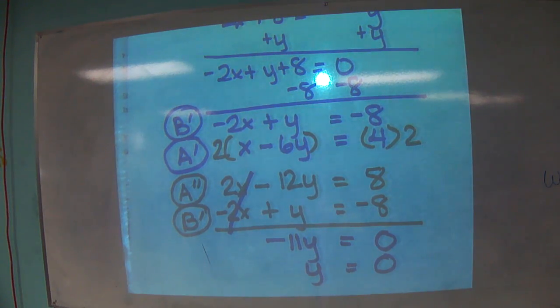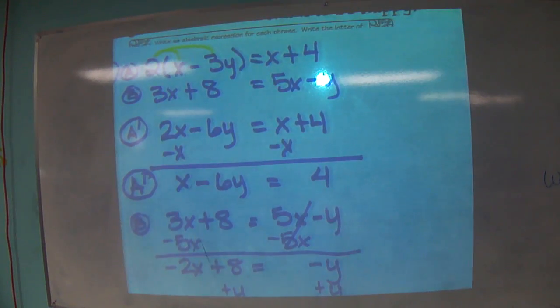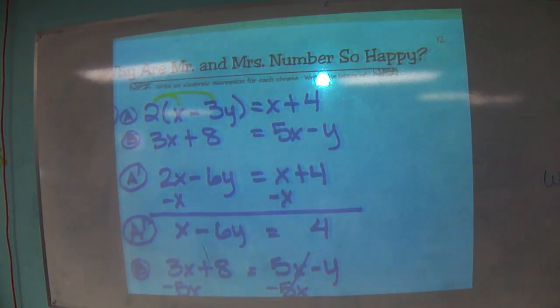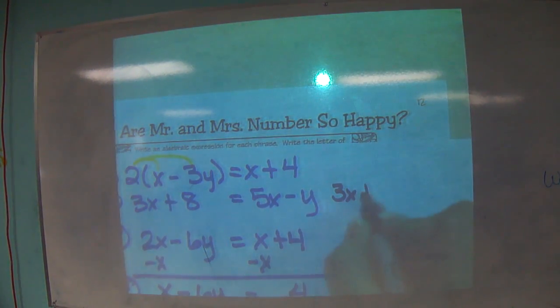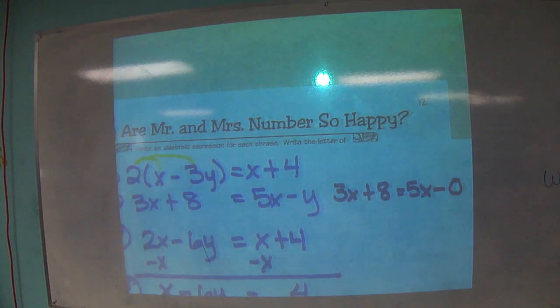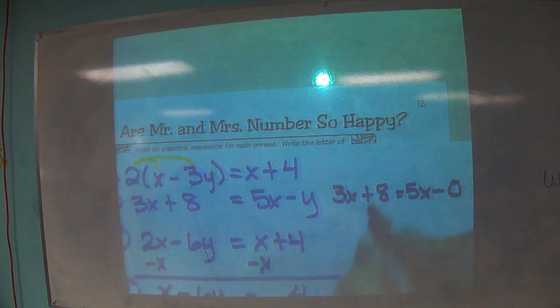How do we find x? Substitute. Substitute where? A or B? The original A or B? Which one do you like? B. Okay? So 3x plus 8 equals 5x minus 0. Everybody with me? Yes. Excellent. So 3x plus 8 equals 5x.